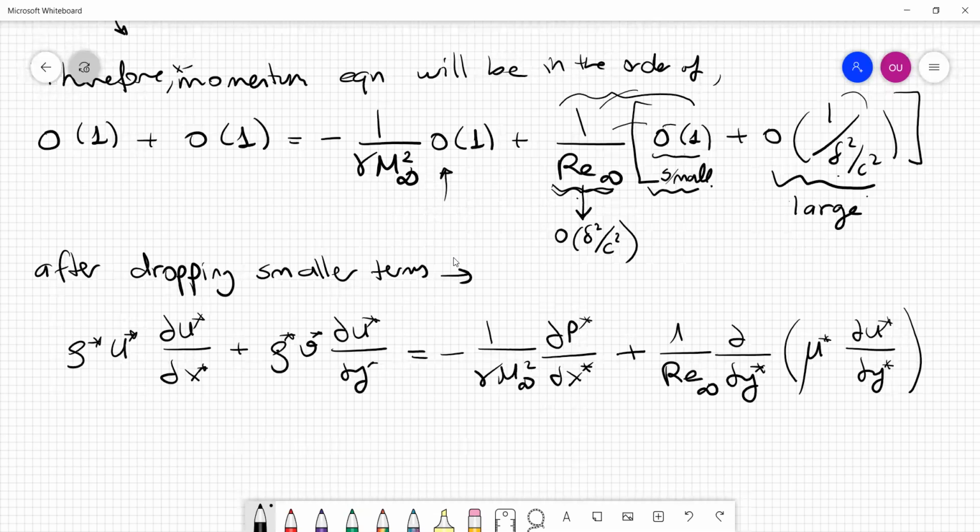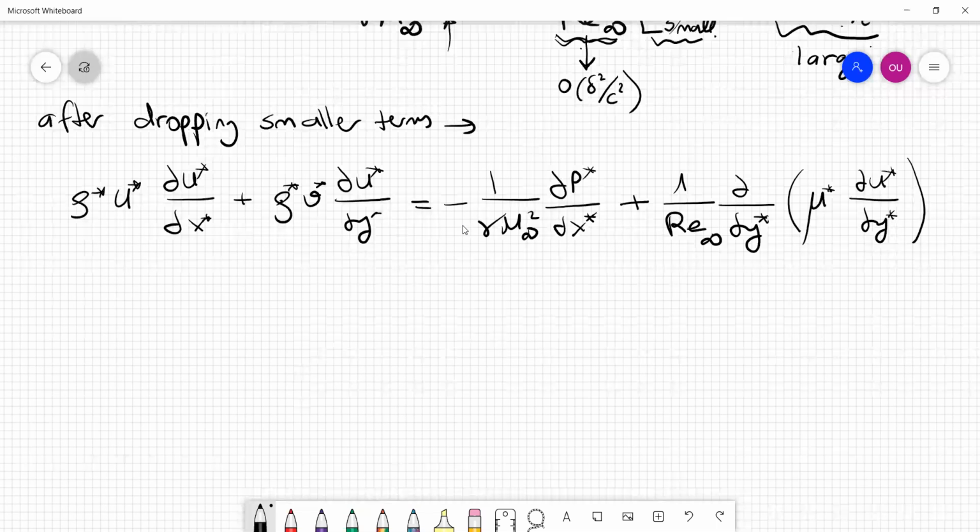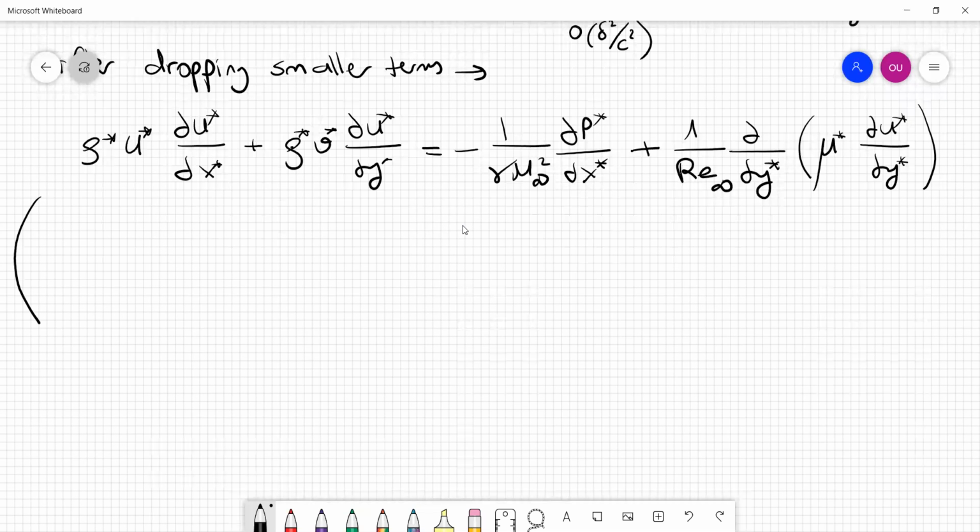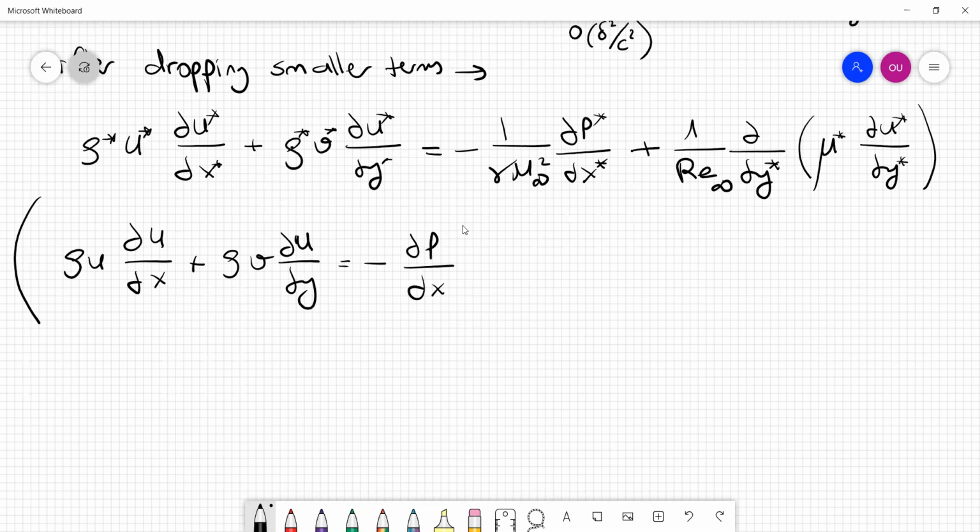Okay, so just as side information, in parentheses, I would like to write here the corresponding dimensional form of this. Okay, so rho u du dx plus rho v du dy is equal to minus dp dx plus d dy of mu times du dy. Okay, so this is the corresponding dimensional form of this simplified, or maybe I should say a little bit simplified, equation after order of magnitude analysis.